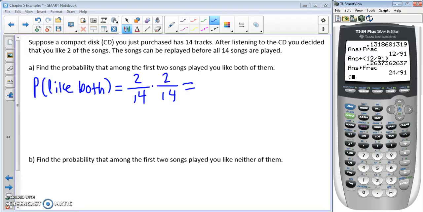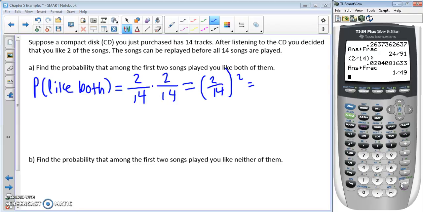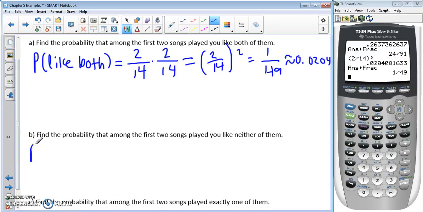So I can do 2 out of 14, and again, remember, if it's multiplied by itself, I can just square that. So 2 out of 14 squared here. And then I'm going to do math, enter to convert that to a fraction. So 1 out of 49, or approximately 0.0204. And then we ask that we like neither.